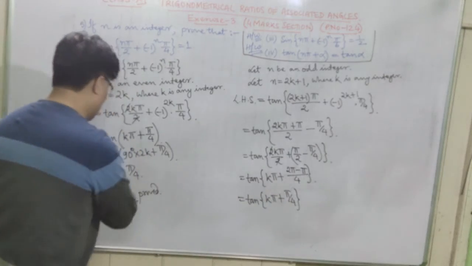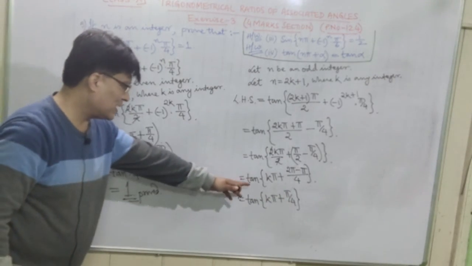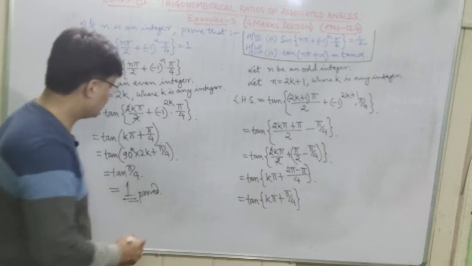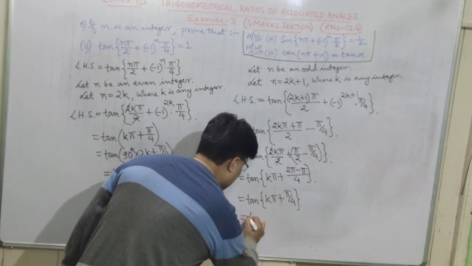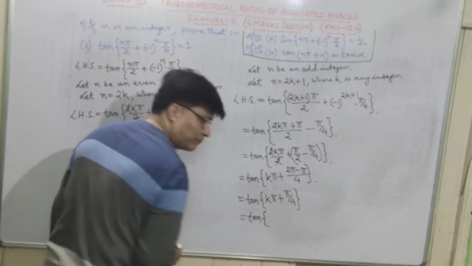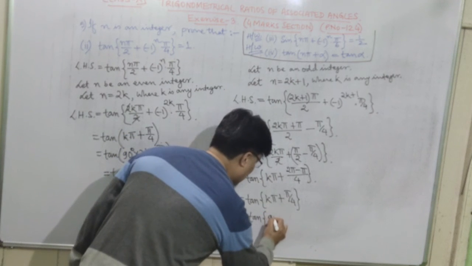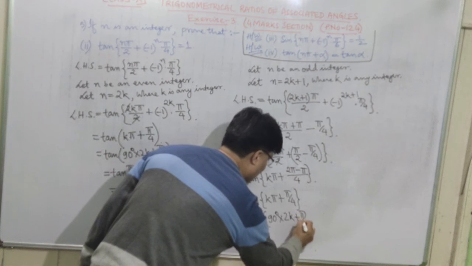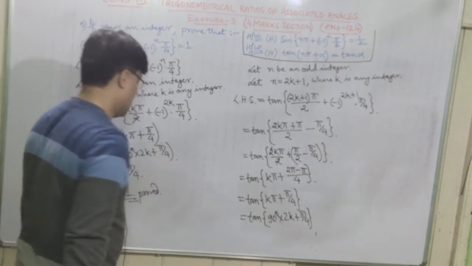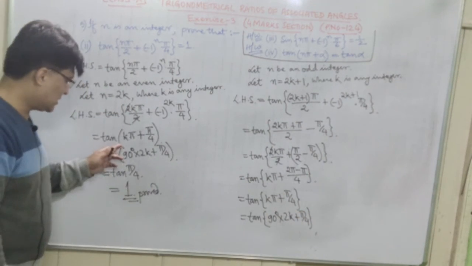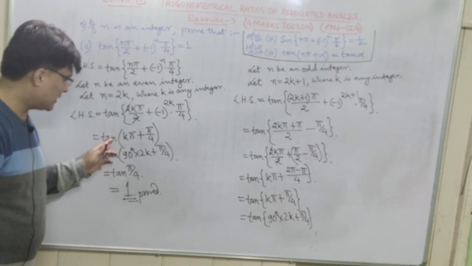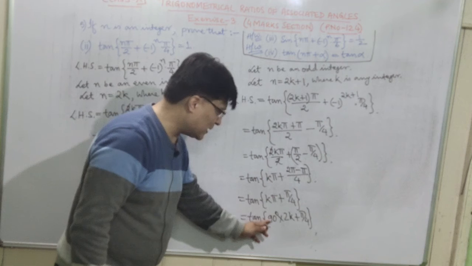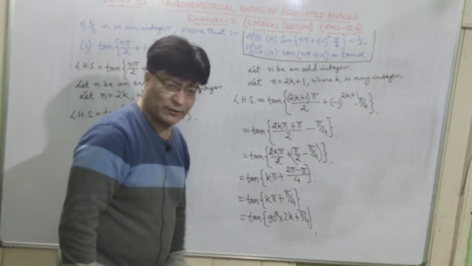It is the same as the previous one, isn't it? That is tan k pi plus pi by 4. So we have got the same result here also. So this can be written as tan, how do you write pi? 90 degree into 2k plus pi by 4. I think you have understood it. It is the same as the previous one, tan k pi plus pi by 4, and we have written pi as 90 degree into 2k plus pi by 4.